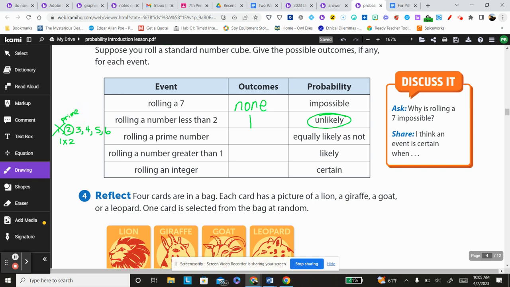Okay, how can I get a 3 if I multiply? 1 times 3 is the only way to get a 3. So this one is also prime. Okay, wait a minute, I'm not finished.